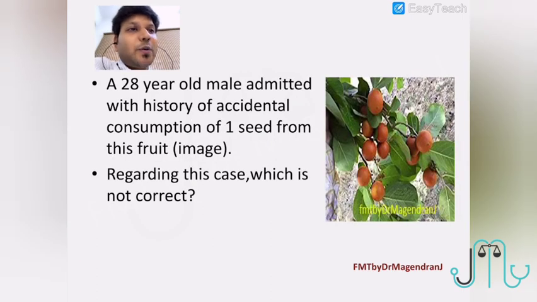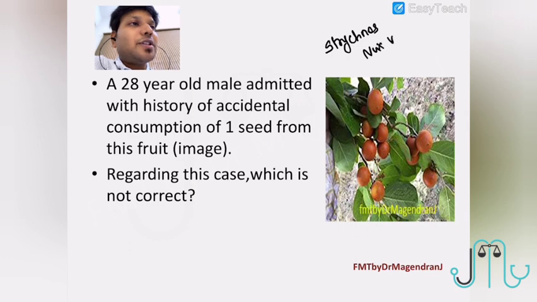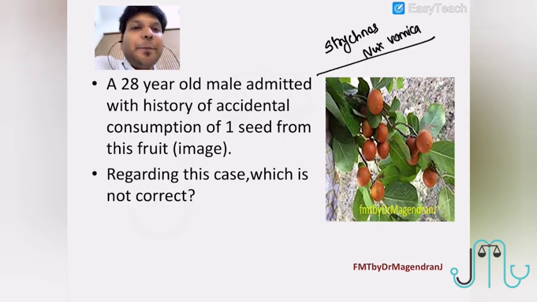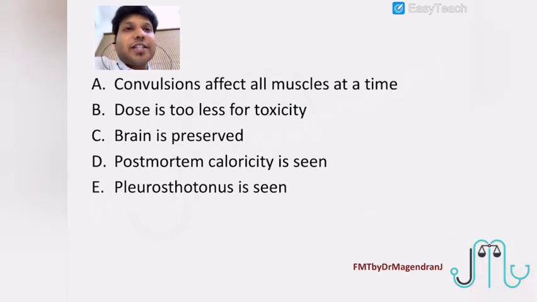A 28-year-old male admitted with history of accidental consumption of 1 seed from this particular fruit. First of all, identify the toxin. The poison is nothing but your Strychnos nux vomica, which is a spinal poison, one of the toxic spinal poisons, very fatal. Which statement regarding this case is not correct?